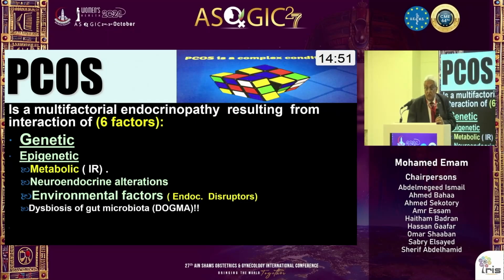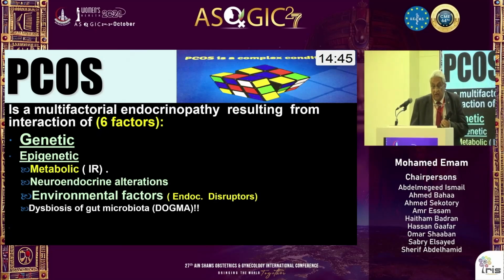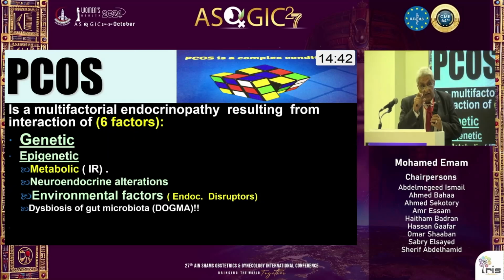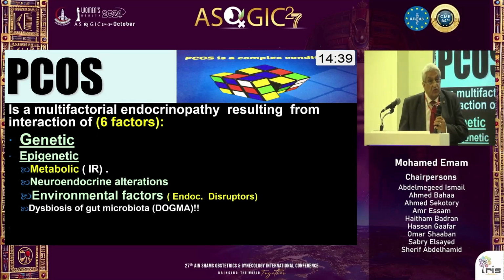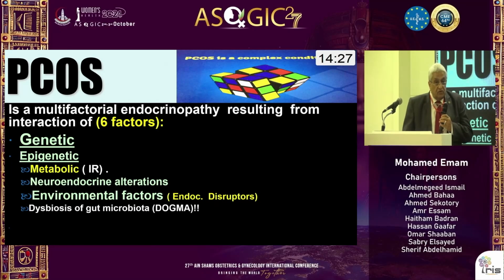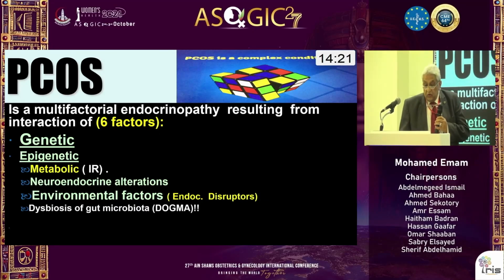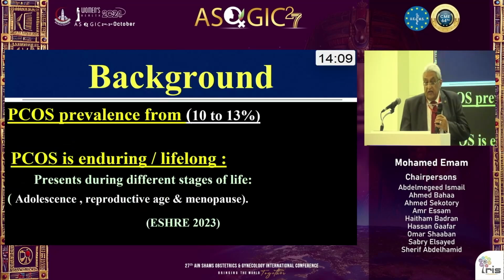We know that polycystic ovarian syndrome is a multifactorial endocrinopathy resulting from the interaction of 6 factors. The main factor is genetic and epigenetic. The epigenetic factors include many items, like metabolic, which is the central player, neuroendocrine alteration, environmental factors, which include endocrine disruptors, which are pervasive in our community, and now dysbiosis of the gut microbiota. So these epigenetic factors can interact with the genes and result in polycystic ovarian syndrome. This is the central player for the condition.